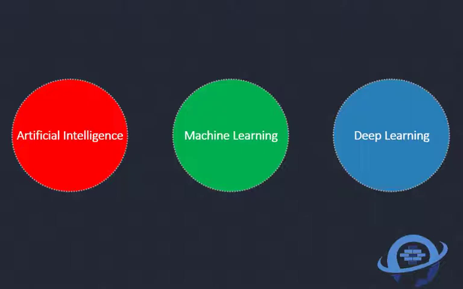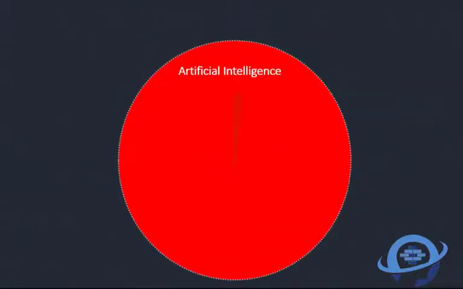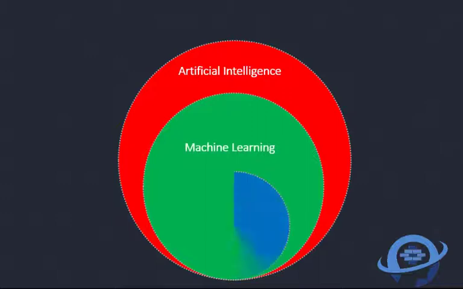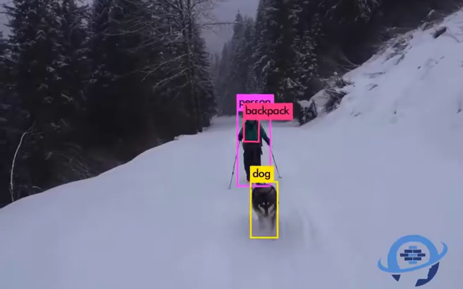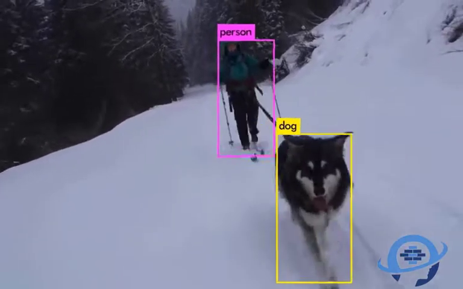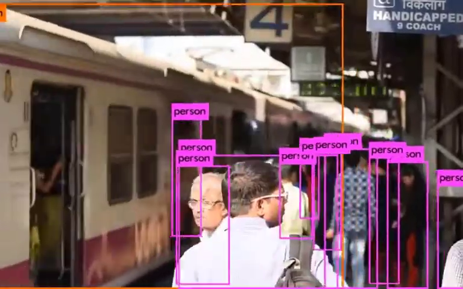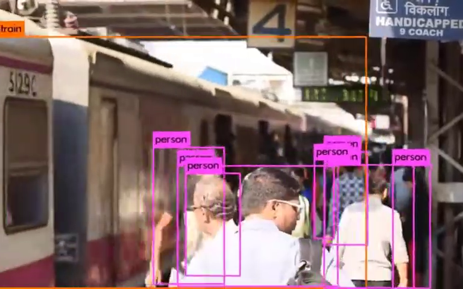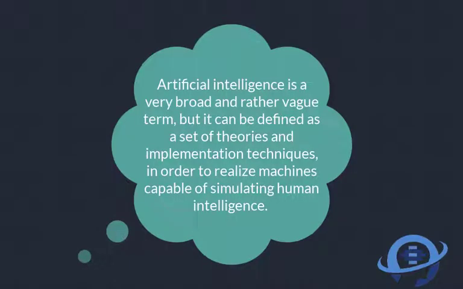If these terms are confused, it is because even if they do not mean the same things, they remain very closely related. In reality, they are only different levels of the same parent discipline, artificial intelligence. If we often hear about the exploits of artificial intelligence in fields such as image recognition, they are not limited. In fact, artificial intelligence is a very broad and rather vague term, but it can be defined as a set of theories and implementation techniques, in order to realize machines capable of simulating human intelligence.